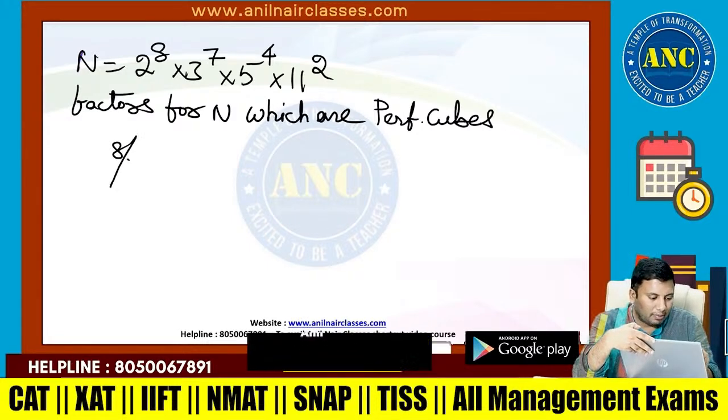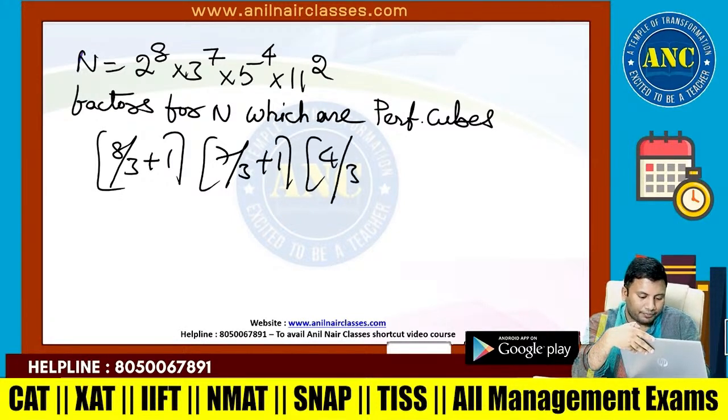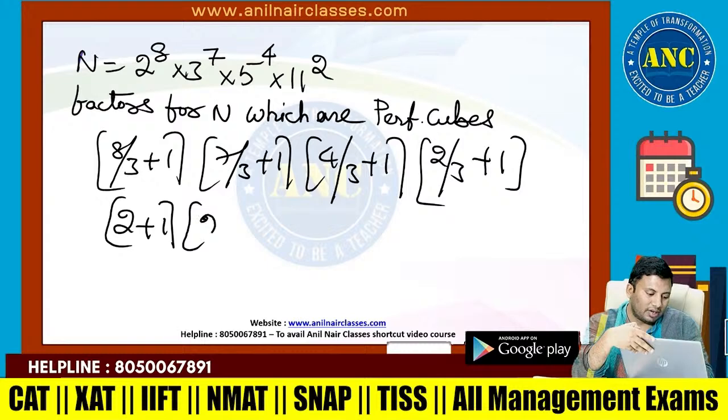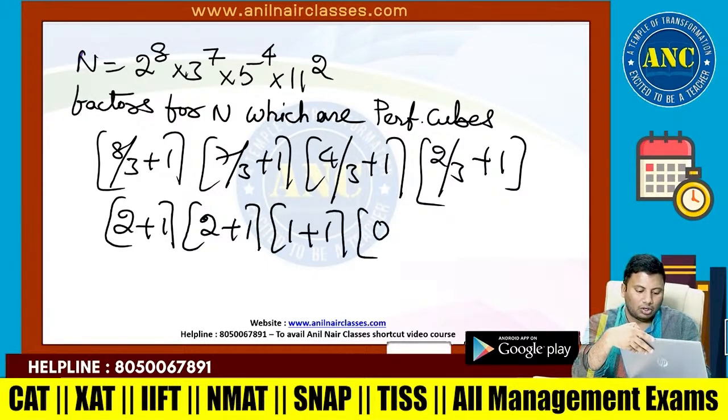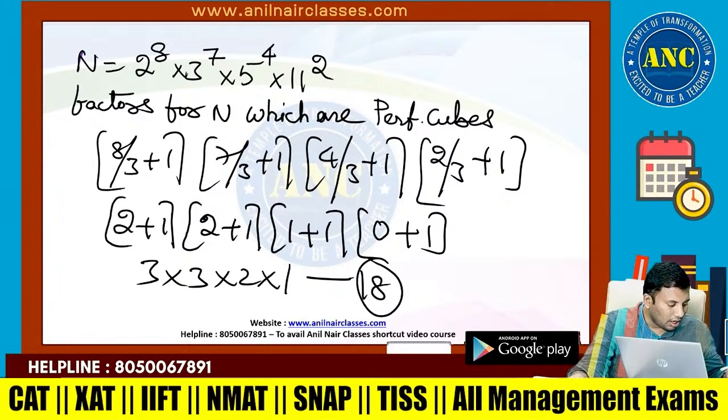These are nothing but 8 by 3 plus 1, 7 by 3 plus 1, 4 by 3 plus 1, 2 by 3 plus 1. If you get a decimal, ignore it. 8 by 3 is 2 plus 1, 7 by 3 is 2 plus 1, 4 by 3 is 1 plus 1, 2 by 3 is 0 plus 1. 3 into 3 into 2 into 1. Answer for this question is 18.